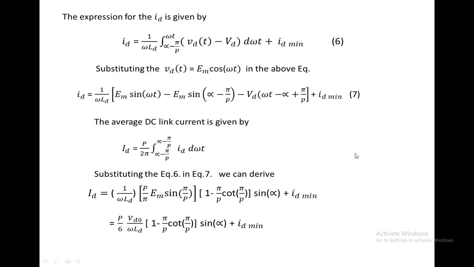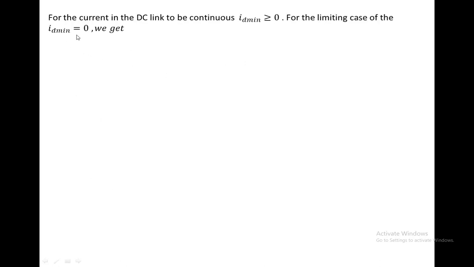Suppose the DC link current comes to zero, then it becomes discontinuous. So to maintain the DC link current continuous, you have to make the minimum value of the DC link current more than zero. So Id minimum is equal to 0, and you get the above equation. Id equal to P by 6 into Vd naught by omega Ld into 1 minus pi by P cot pi by P into sin alpha. This is the one factor which is multiplied in the remaining expression.